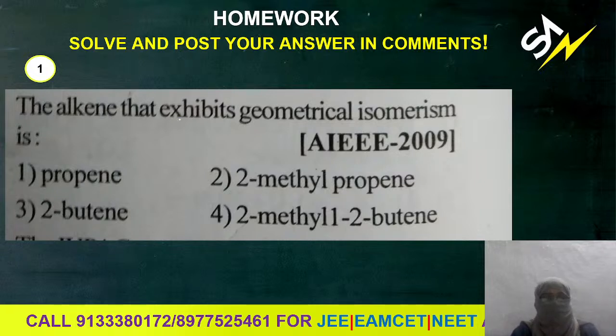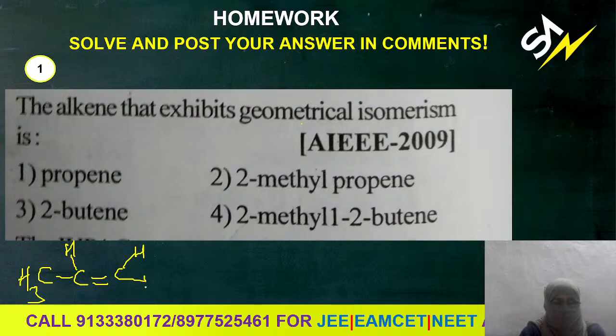That is, the alkene that exhibits geometrical isomerism. That was a question asked in 2009. Propene, 2-methyl propene, 2-butene, 2-methyl 2-butene. Let us just check which shows geometrical isomerism. Propene, let us just draw the 3 carbon chain. H comes here, 1 H and 2 H comes here. That means from this side there is a higher priority here, but in this case, there is no priority here. That means the first option is not going to be the answer.